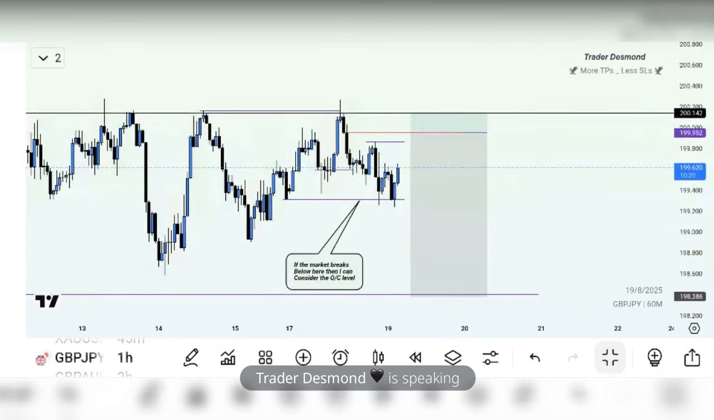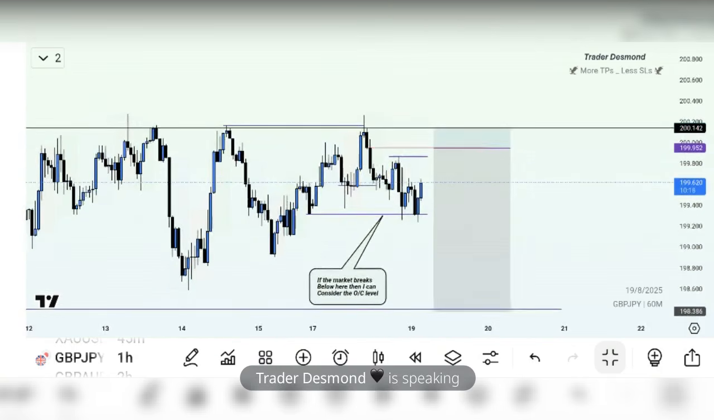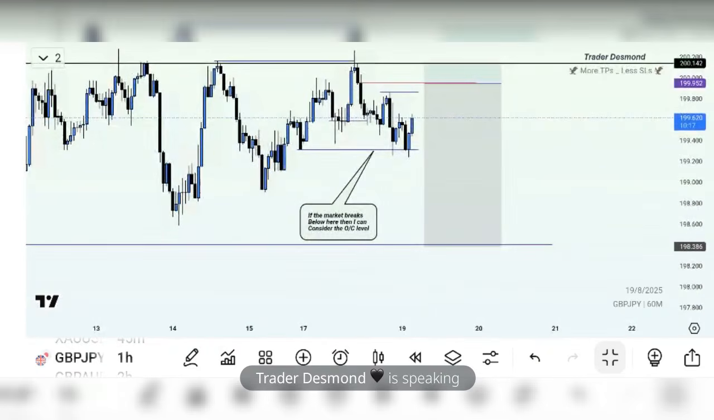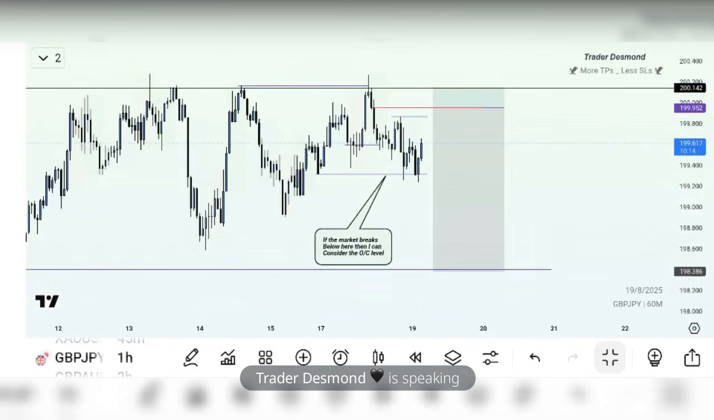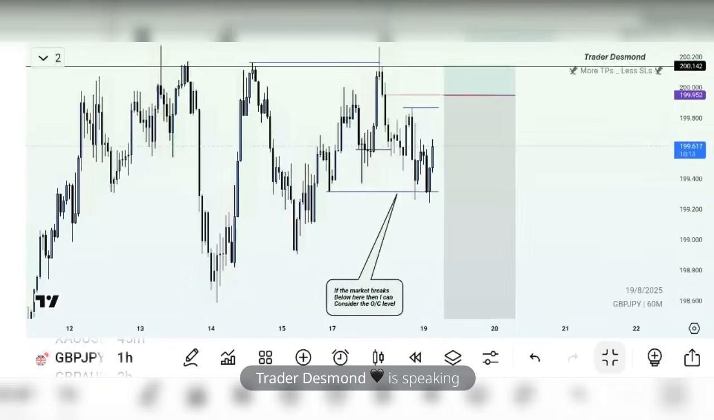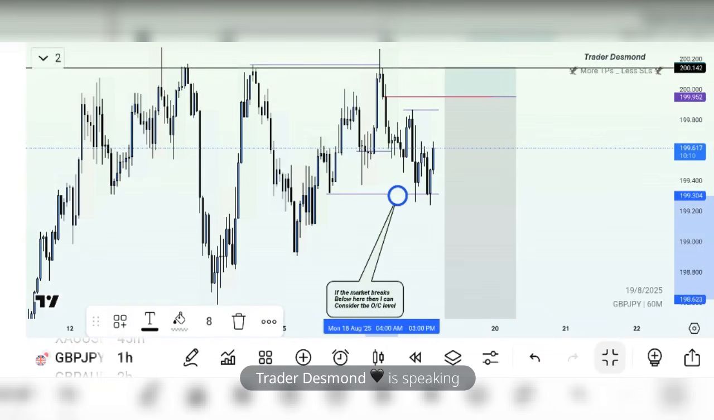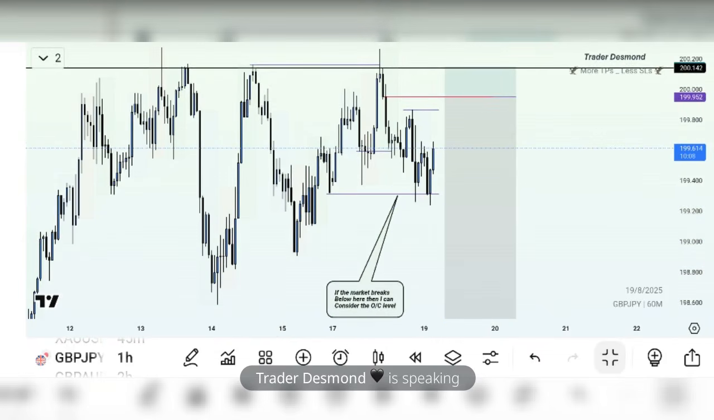I will arrange it before I send it to the community. Now, I also consider another thing again from what he said. I was waiting for a break. You see what I wrote here? If this market breaks below here, then I can consider the OCO level.